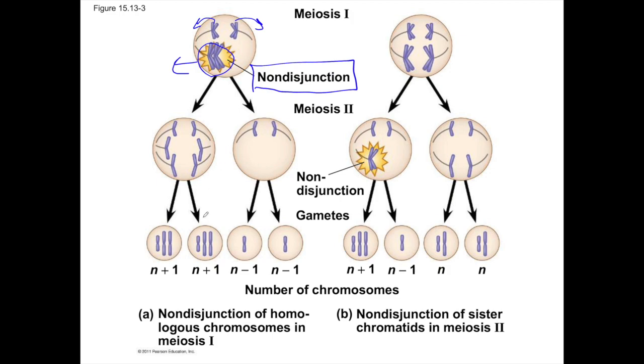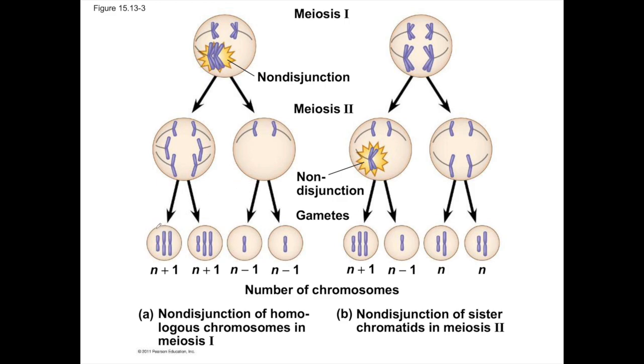If that happens, in the end, you're going to make gametes that all have one copy of chromosome 1, like they should. But then some of the gametes have two copies of chromosome 2, and some of the gametes are not going to have a copy of chromosome 2. So these gametes have one too many or one too few of a chromosome, and that happens through the process of non-disjunction. Now, that can cause some issues.